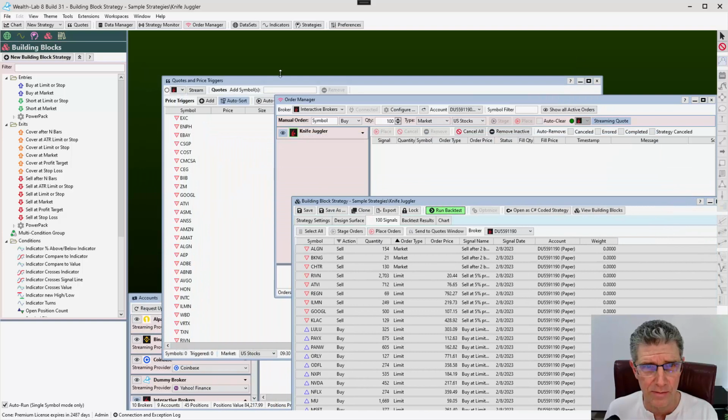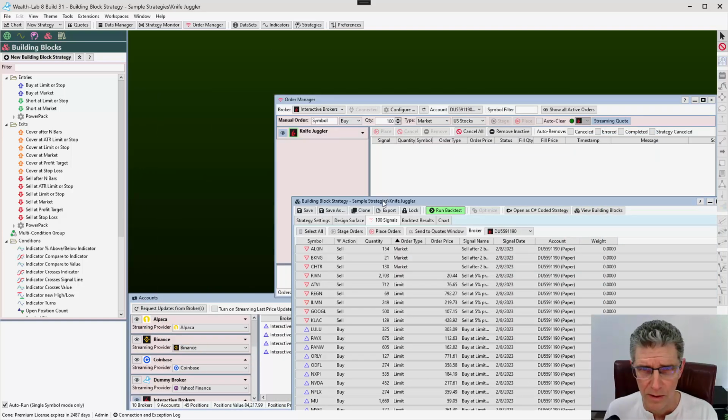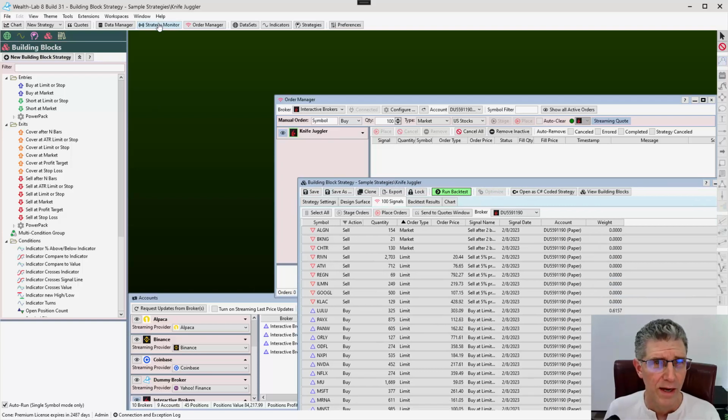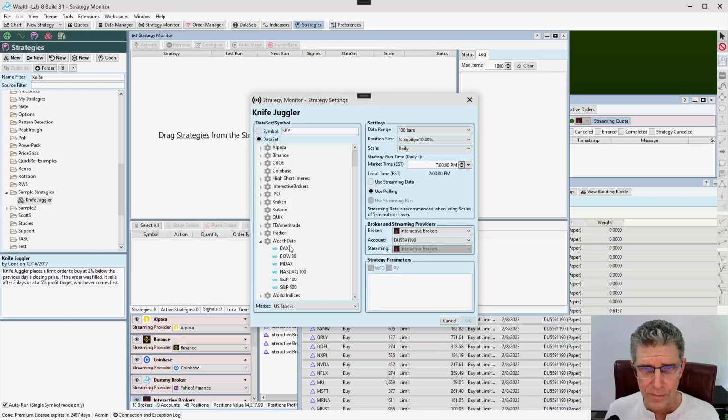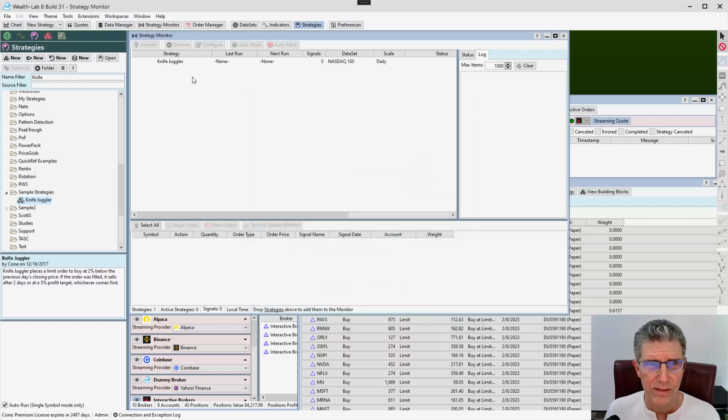Now let's switch over. I'm going to just pull these over. Let's get rid of the quotes window, though I'll leave that window open, and switch to the strategy monitor. Now, let's pull in the Knife Juggler. We're going to select the NASDAQ 100, making sure we're in the right market, US stocks. 100 bars is good enough because we only need a few bars for this strategy to work. Okay, 10% sizing in my broker account is correct. So that's our Knife Juggler.